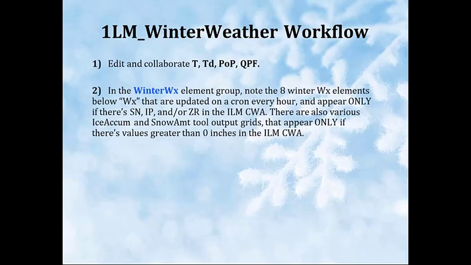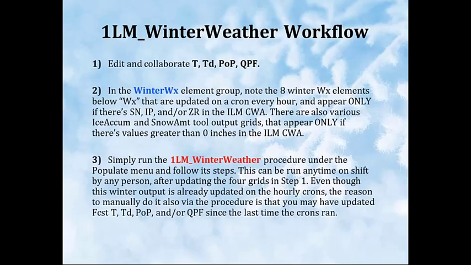And also, if you have snow, sleet, or freezing rain in the ILM CWA, you'll get output for those grids as well. And then going on to the next step here, it's just running that procedure simply under the populate menu and following the steps that it shows. So again, this can be run anytime on shift by any person. You can run it multiple times if you want. And the only reason you have to run this manually is because you might have updated those grids in step one since the last time the crons ran. So you want to incorporate your latest forecast grids and get more accurate winter weather output.